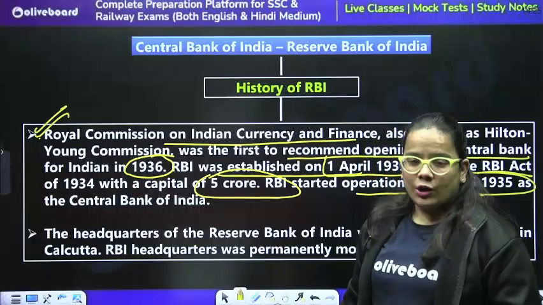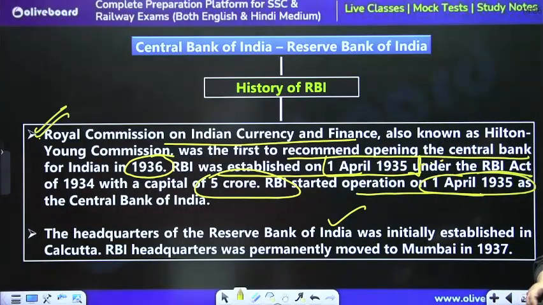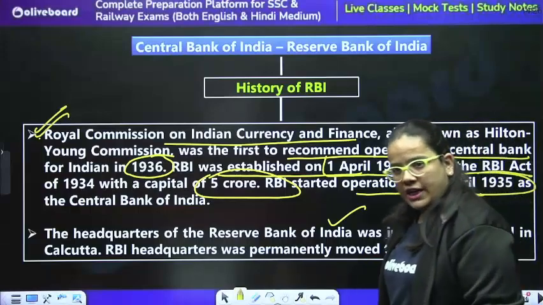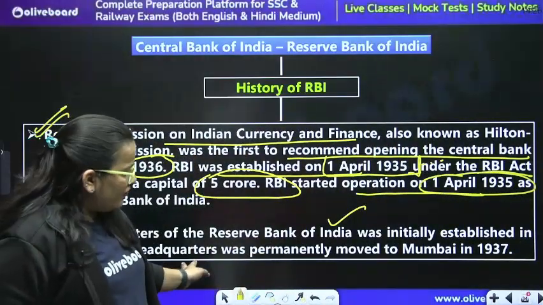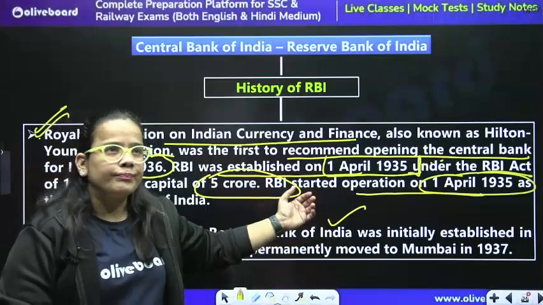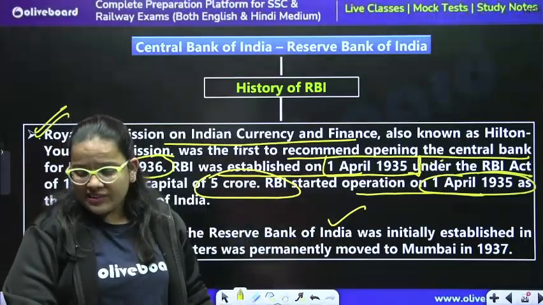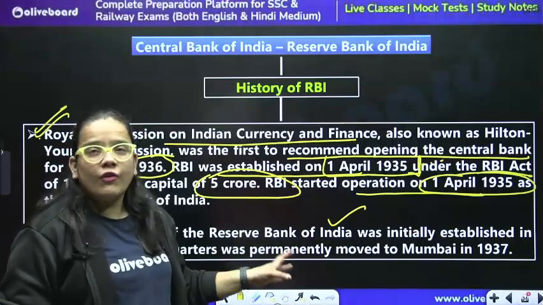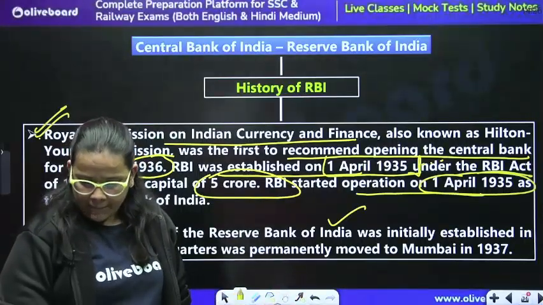Now, the headquarter of RBI was initially established in Calcutta, but later on in 1911 it was shifted from Calcutta to Mumbai. Okay, so in the recent scenario, the headquarter of RBI is located in Mumbai. Clear? Any doubts here?